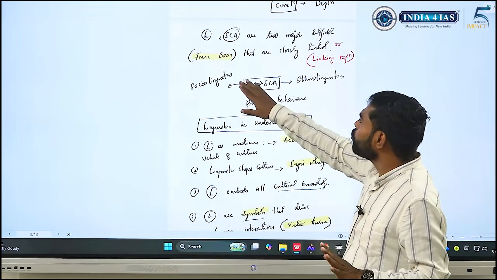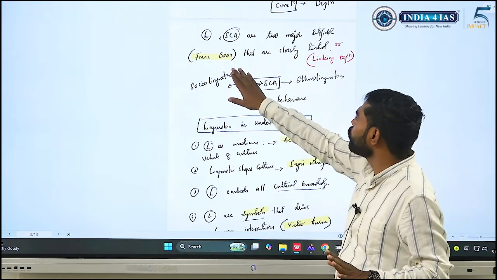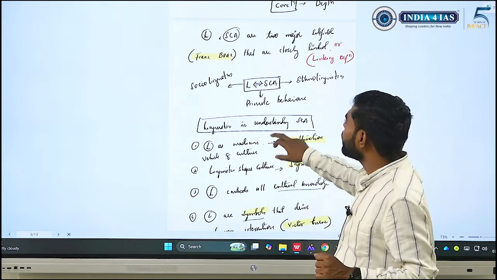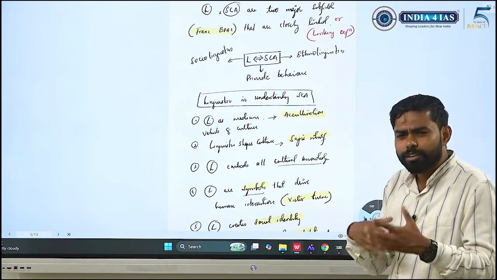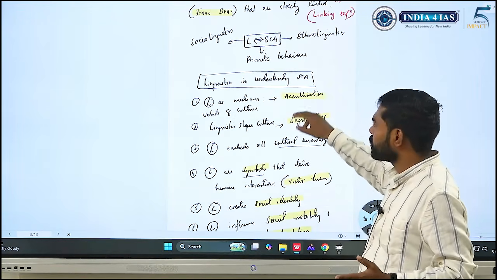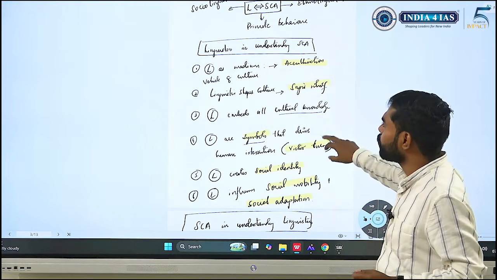See what I tried to do. Linguistics and sociocultural anthropology are two major subfields, as per Franz Boas, that are closely linked. So this is the simple contextual intro. And then I try to use the diagram to show how they are linked in an illustrative way: sociolinguistics, primate behavior, and ethnolinguistics. Then, linguistics in understanding sociocultural anthropology.